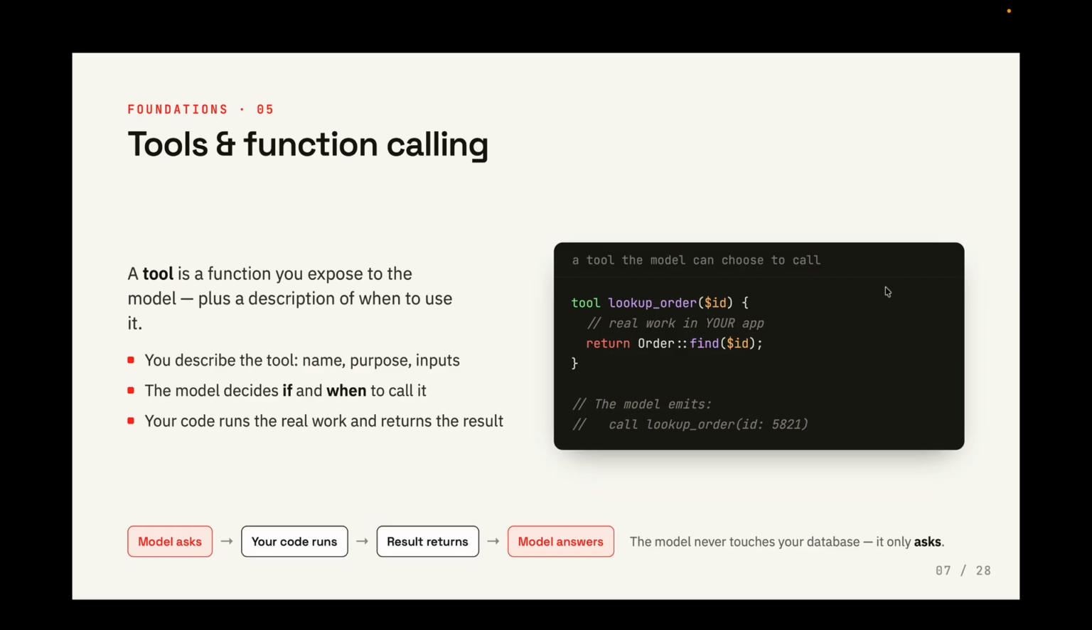Tools and function calling. So tools are functions you may expose to a model to give some extra power to your agent. For example, you may want to give it a tool to look up an order so that it knows it can get more information and detail for you, so it can better reason and give you the goal that you want.